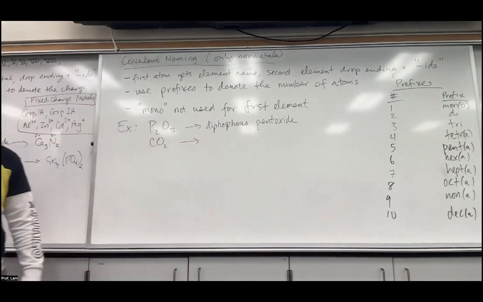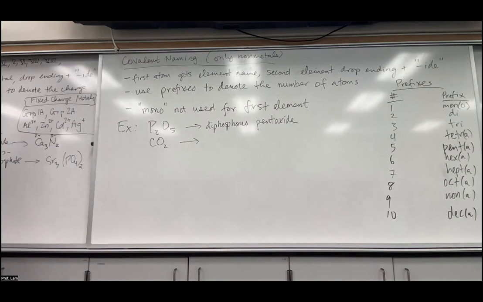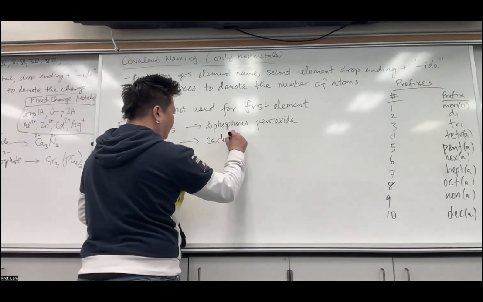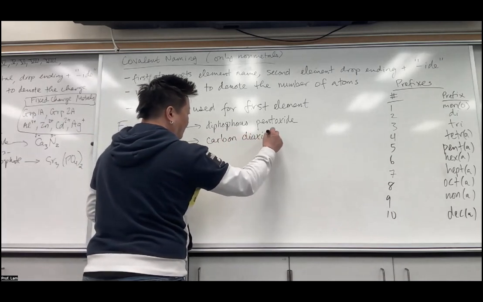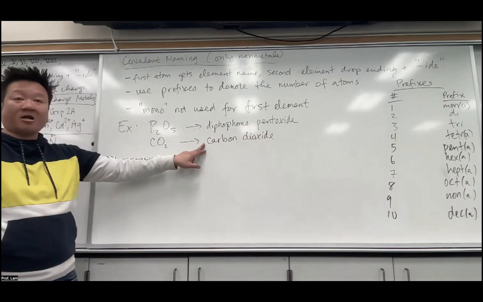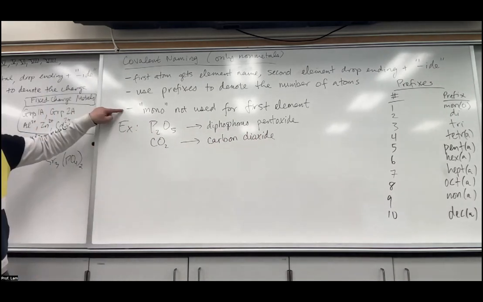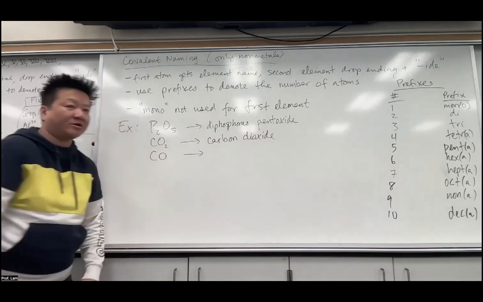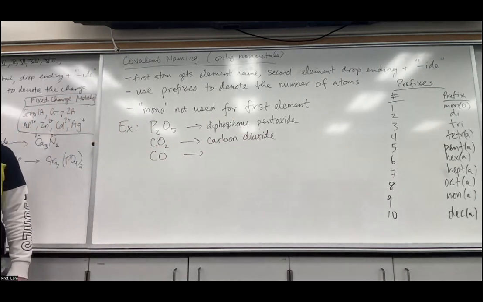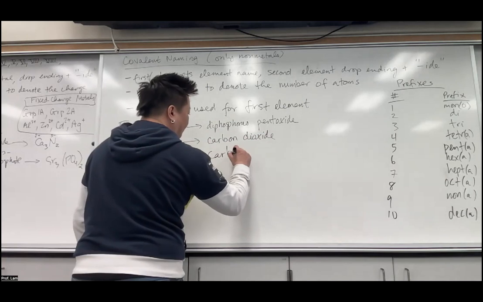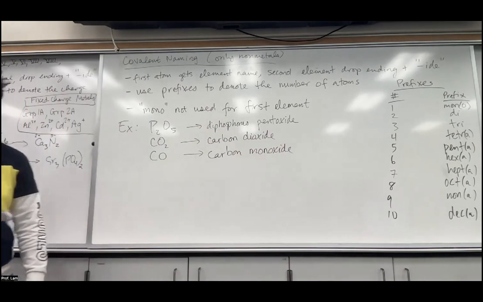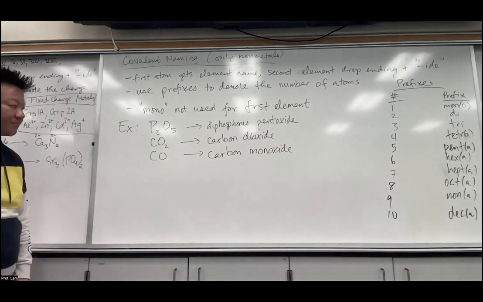All right. And what about CO2? What do you say? Right. Carbon dioxide. You guys notice how you didn't say monocarbon? What was this rule? Mono is not used for the first element, right? But it's used for the second element. So what do you call CO? Carbon monoxide. And you can drop that O that follows mono, so it's not monooxide, right? That's why you do that.